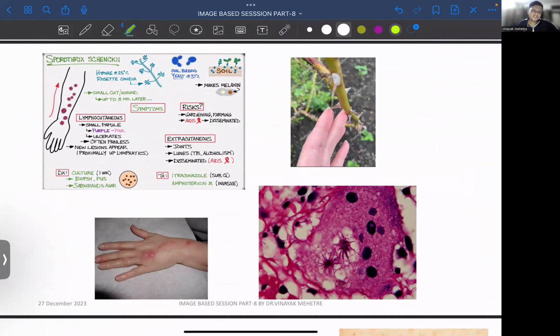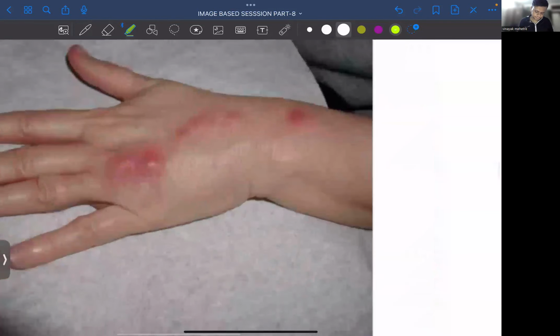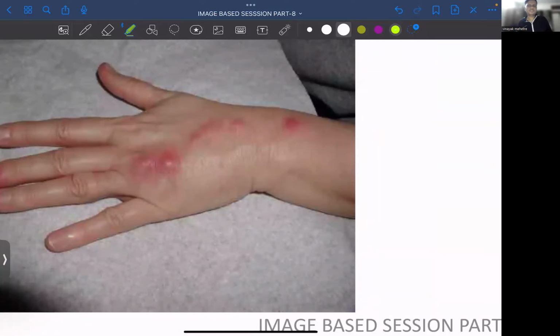This is your recent question. Okay. In February, a gardener was working in the garden. Okay. After some days, he presented with such kind of lesions. What is the diagnosis?